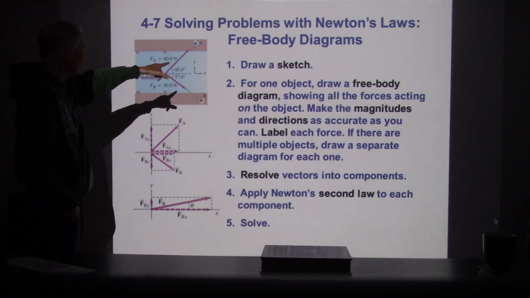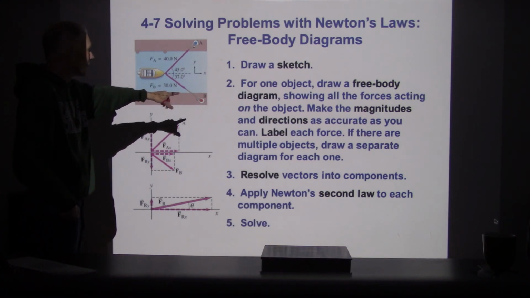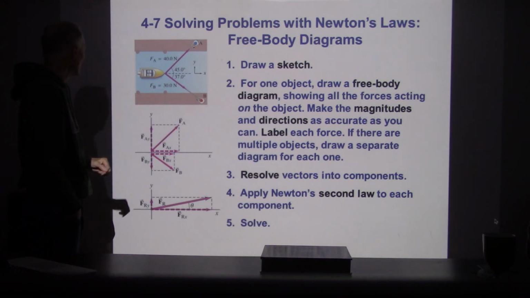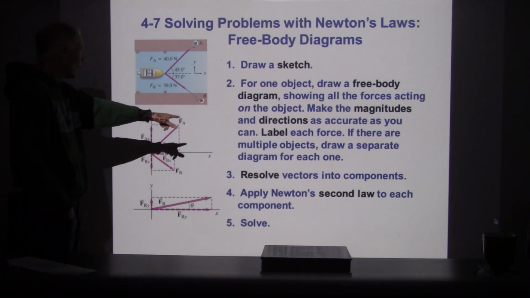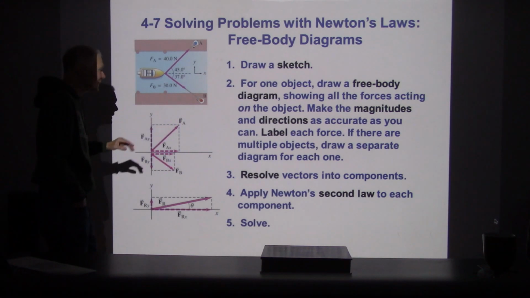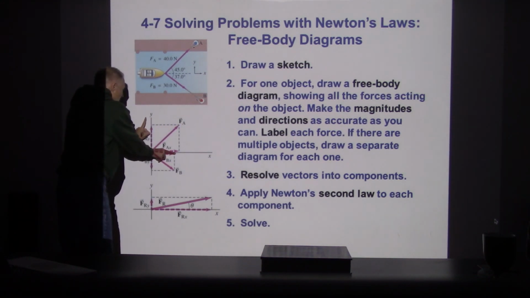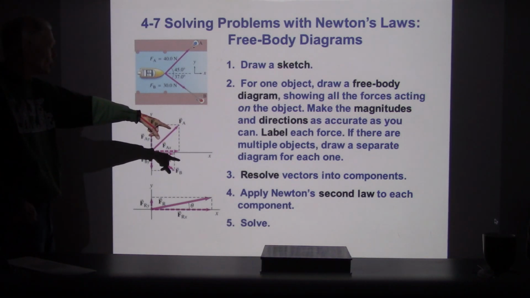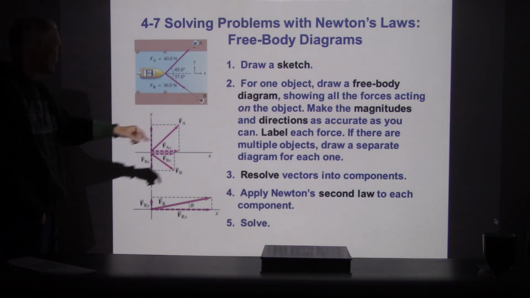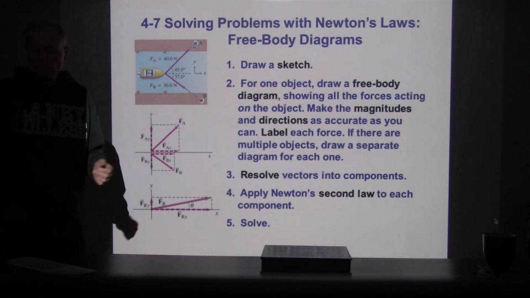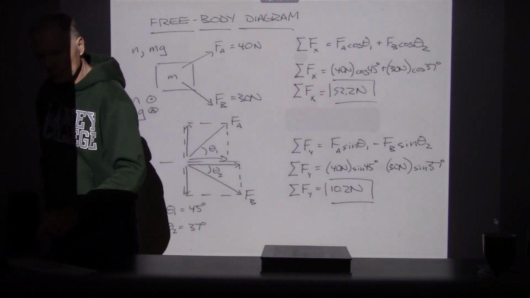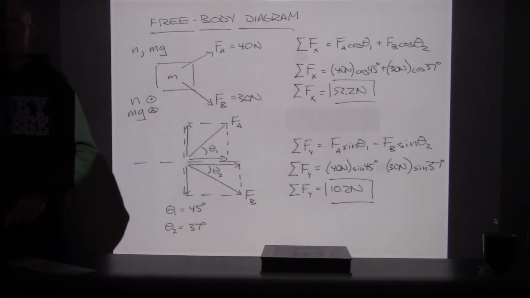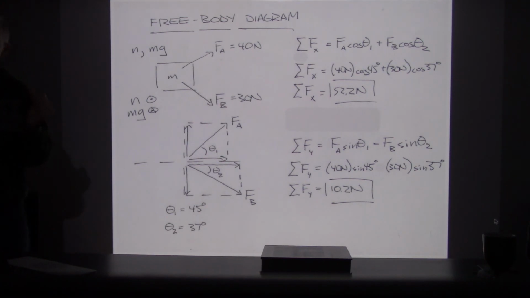So make a sketch, draw a free body diagram, get all the forces acting on there. They've left some out. Resolve the vectors into components, so x and y components on everything, and then use Newton's law formula for each component, and then solve. And that's it. I'm surprised they didn't say, and then look at your answers, go back and check, and see if everything makes sense.